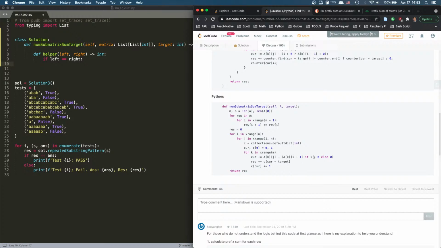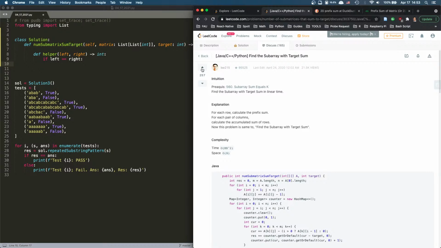This is the current row, and we need to do current row minus target. Yes, current minus target, we want to see if that thing exists inside. C0 is 1 because if it's a 0, it always exists. So result plus this, and we record this one. Oh, wow. Oh, I know what this one is doing. Oh my goodness, that's so good.